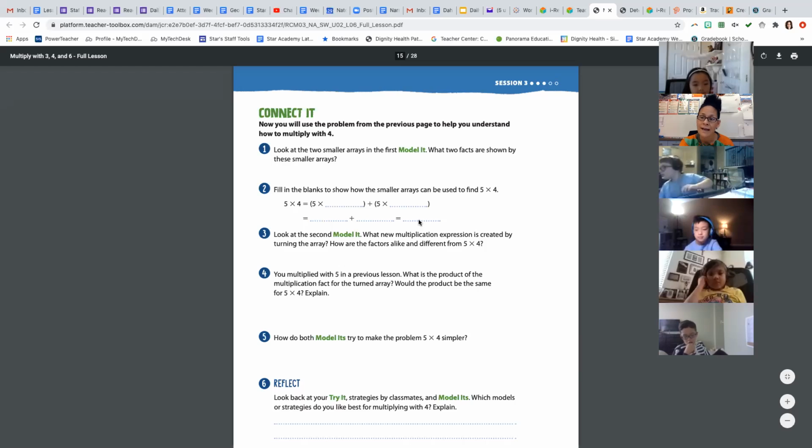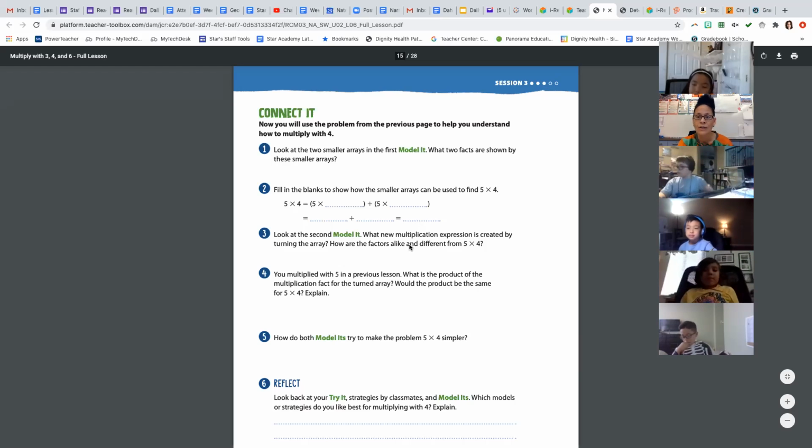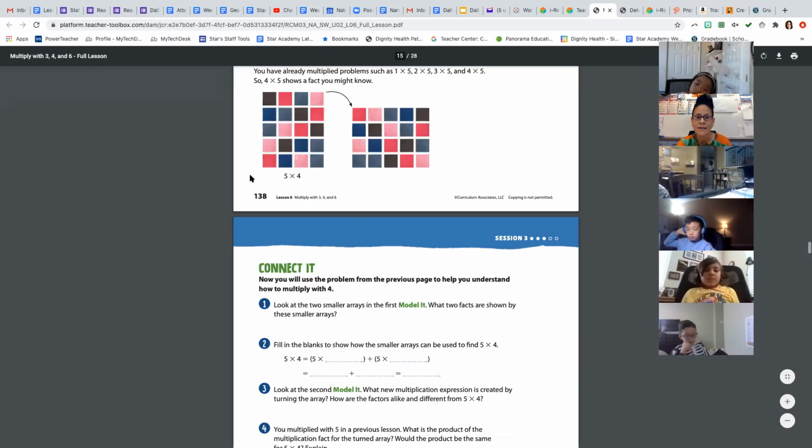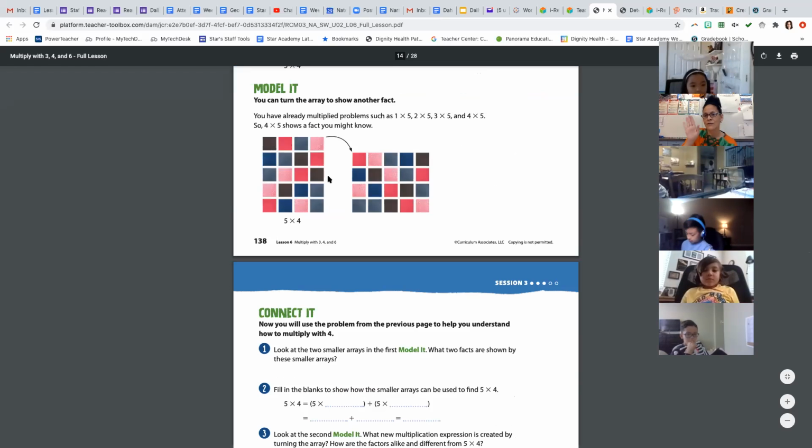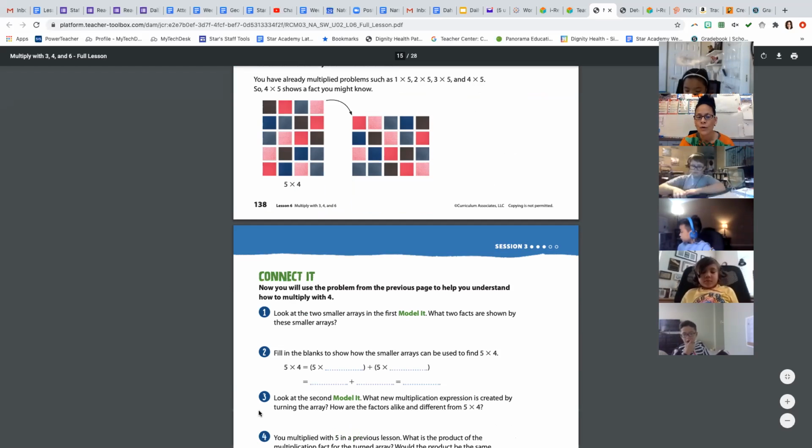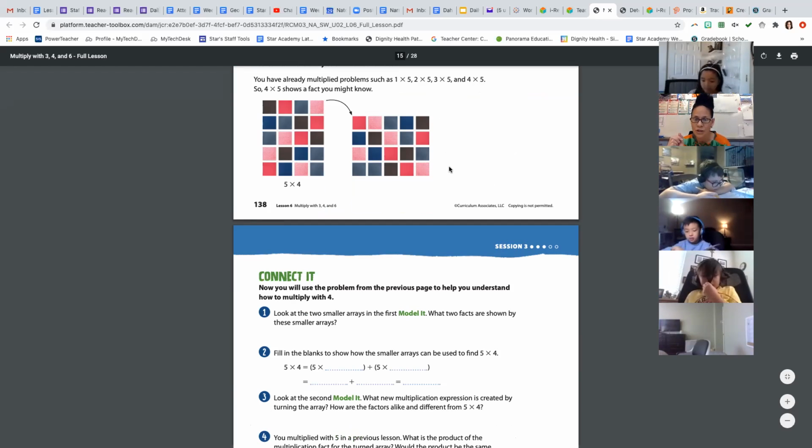Now if we go back and take a look at that second modellet, where I've taken that array and nudged it and pushed it on its side, the question is asking, on number 3, to look at that second modellet. What's the new multiplication expression created by turning the array? And of course, it is now 4 times 5, which is supporting the commutative property of multiplication.